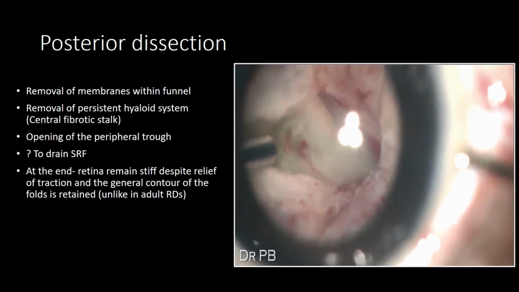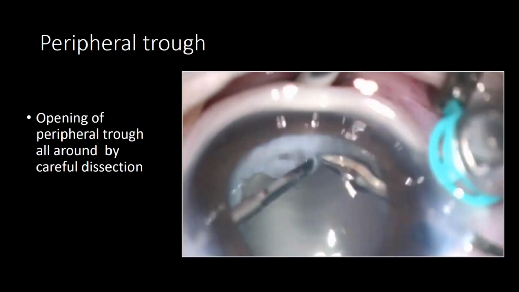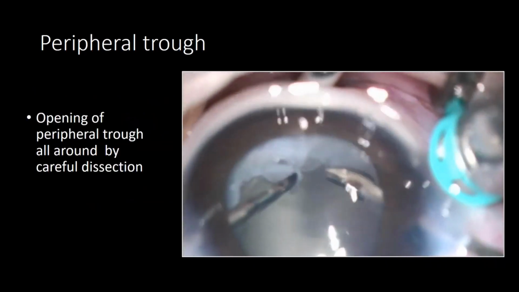Trough on that around 2 o'clock area, other side on your screen, and the center part is open. You do not aim to reattach the retina on the table. You just leave it, this is the end of surgery, and hope that over a period of time this retina settles down. Extreme periphery, sometimes to open the trough, you use bimanual dissection.